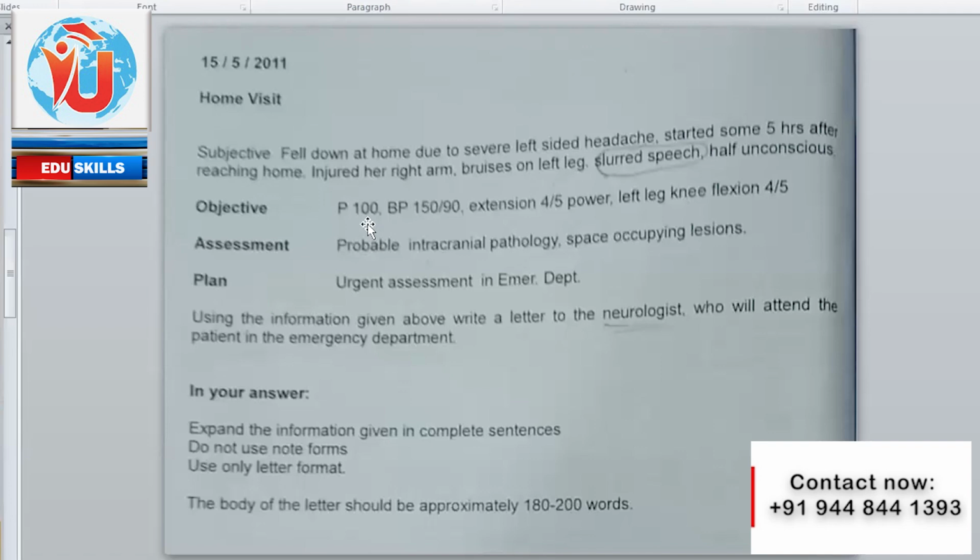Observations were pulse 100, BP 150/90, right arm extension 4 out of 5, and left leg knee flexion 4 out of 5. Assessment: probable intracranial pathology or space occupying lesion. The plan is for urgent assessment in the emergency department. So here comes the importance of writing the letter. The patient needs to have urgent assessment in the emergency department.